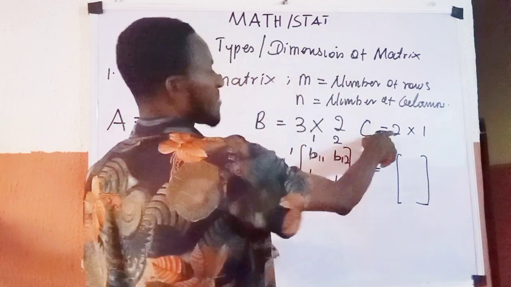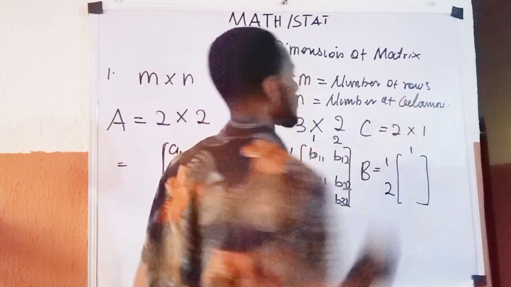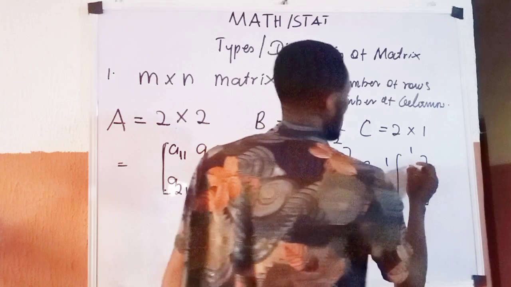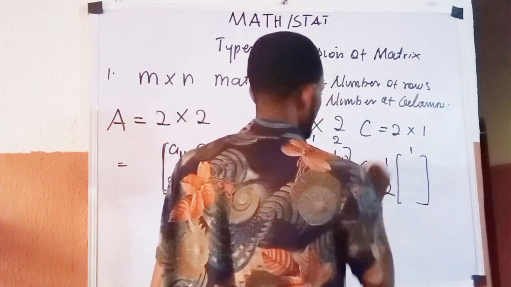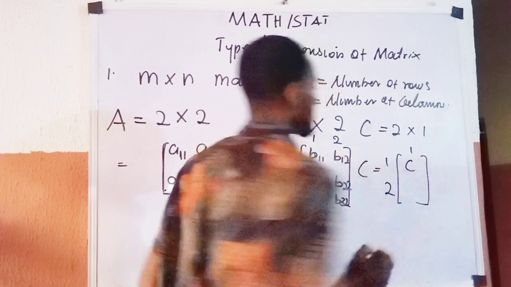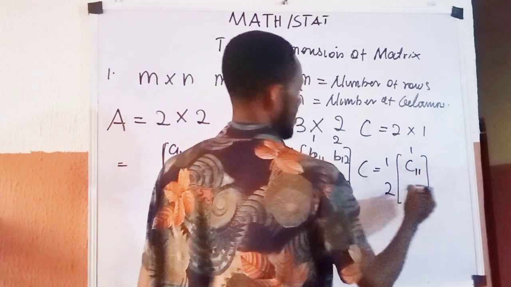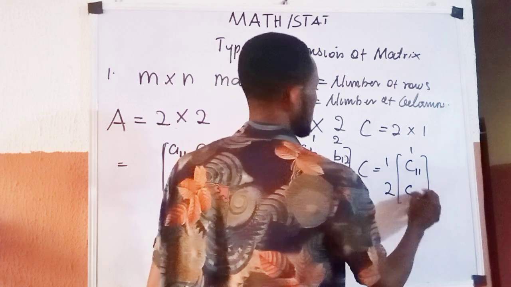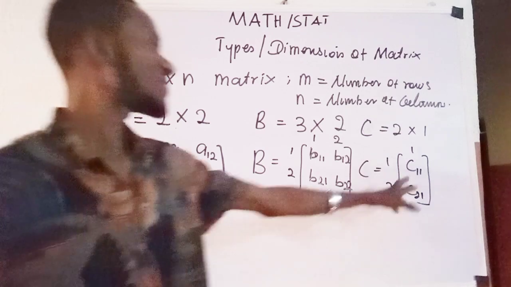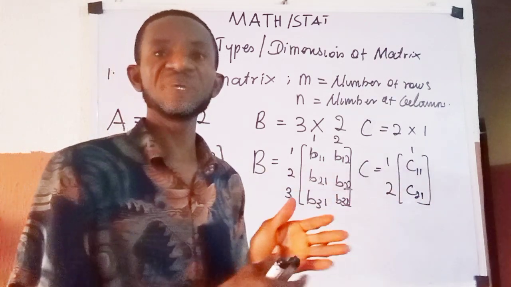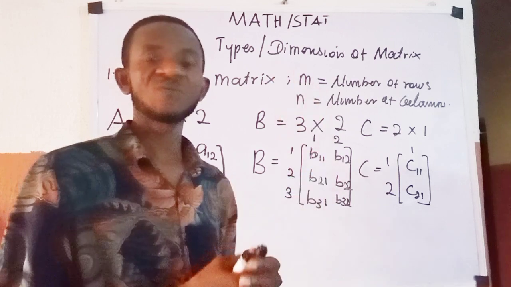You ask yourself, how many rows? 1 and 2. How many columns? 1. So you now write your C. Small c, sorry, because I'm using C. This is C. What is the row here? 1. What is the column? 1. Here you come, you write C. What is the row here? 2. What is the column here? 1. This is the type I said is called a column matrix, because it has only one column.